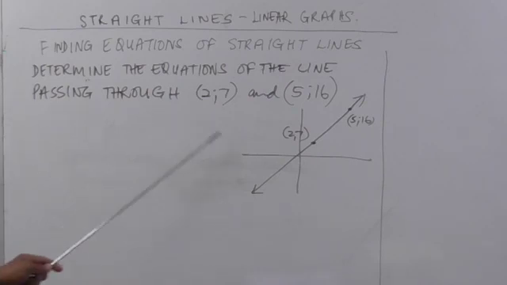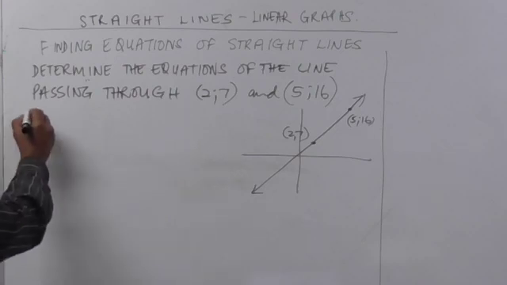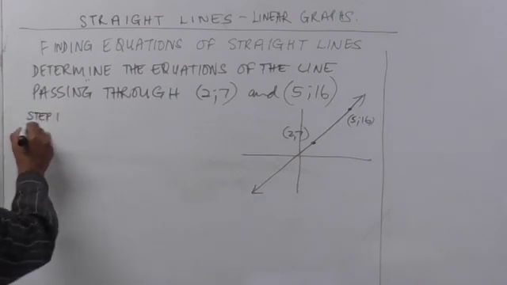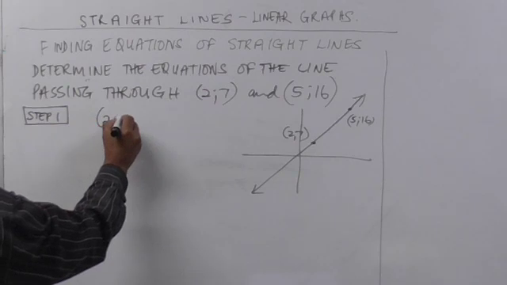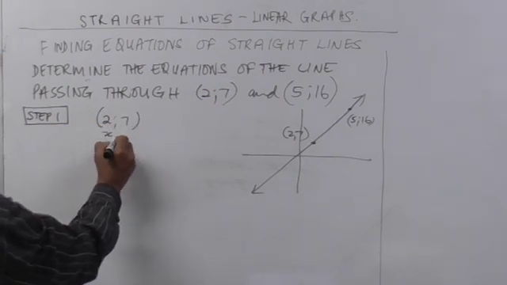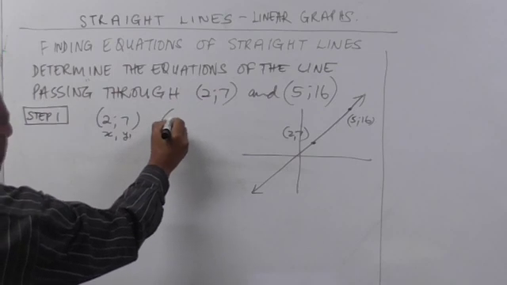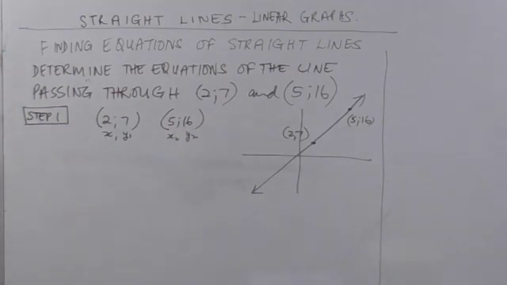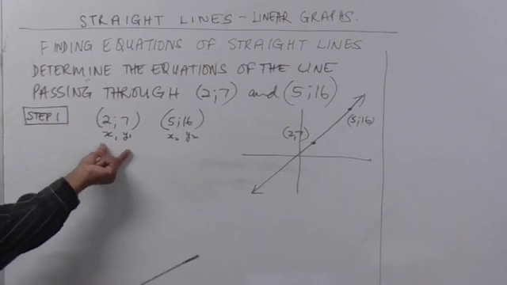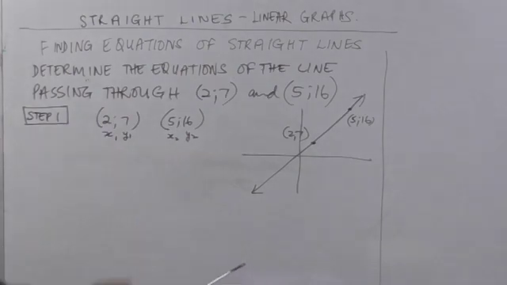Alright, so there are 3 steps to find the equation of this line. Step 1. Before we start step 1, you've got to take these two ordered pairs, 2 and 7, and call it x1, y1. You call 5, 16, x2, y2. Now, very important. It doesn't matter. You can call this one x1, y1, that one x2, y2, or you can change it around. If you want, you can call this x2, y2, and that x1, y1. It doesn't matter as long as the 1's are together, the 2's are together.